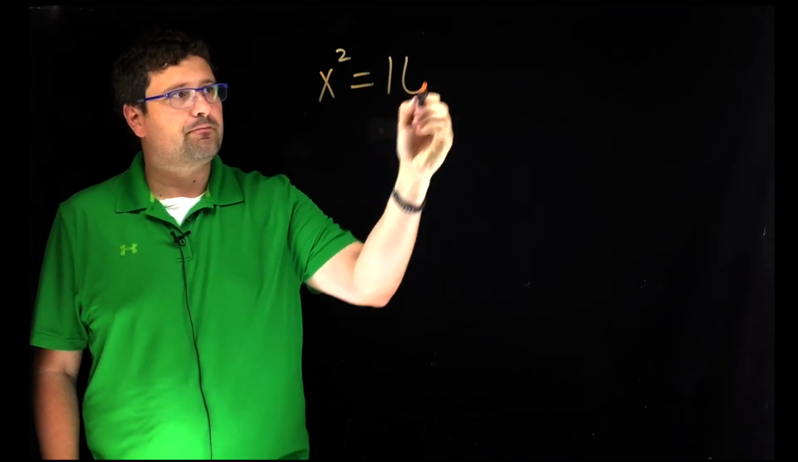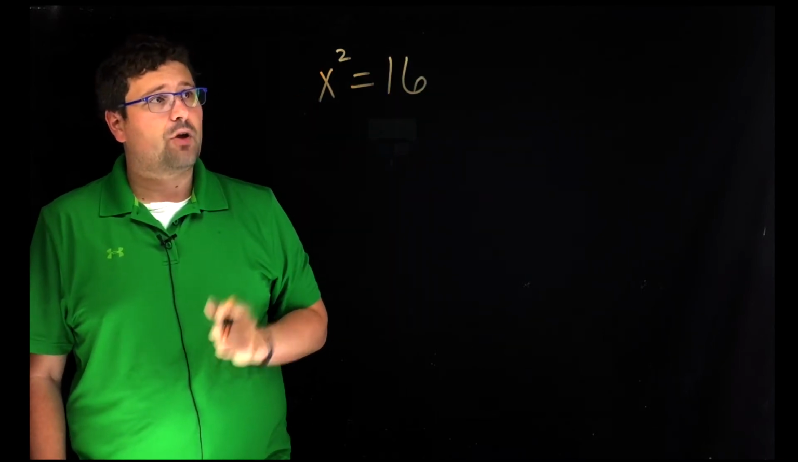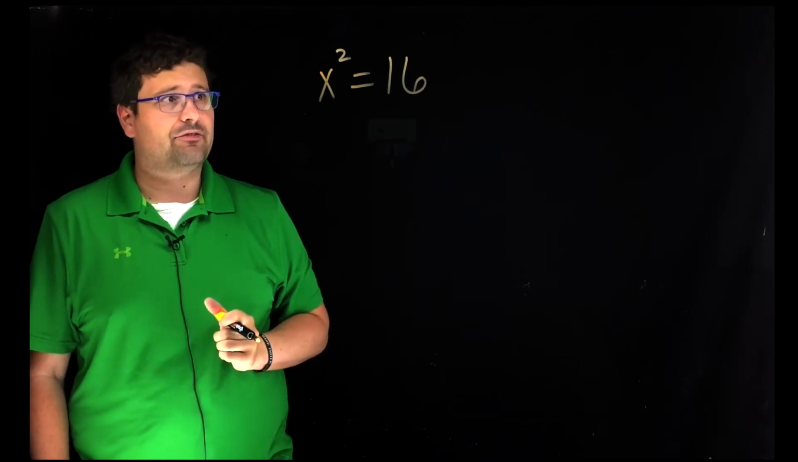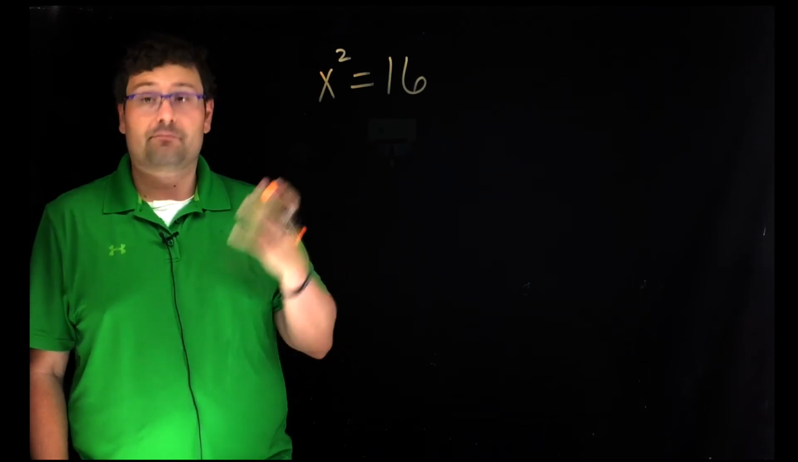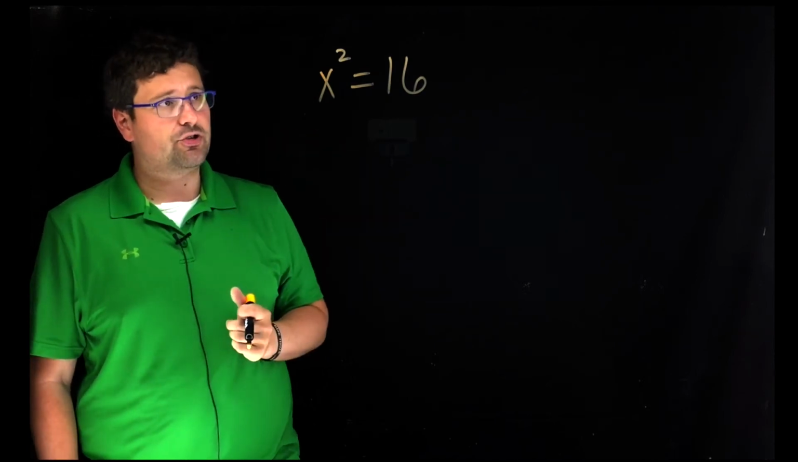All right, so we've talked about how to solve quadratic equations. Today we're going to look at another approach. For example, if I had x squared equals 16, what do you think the value of x would have to be? You probably would say 4, which is correct, but that's only a partial solution.